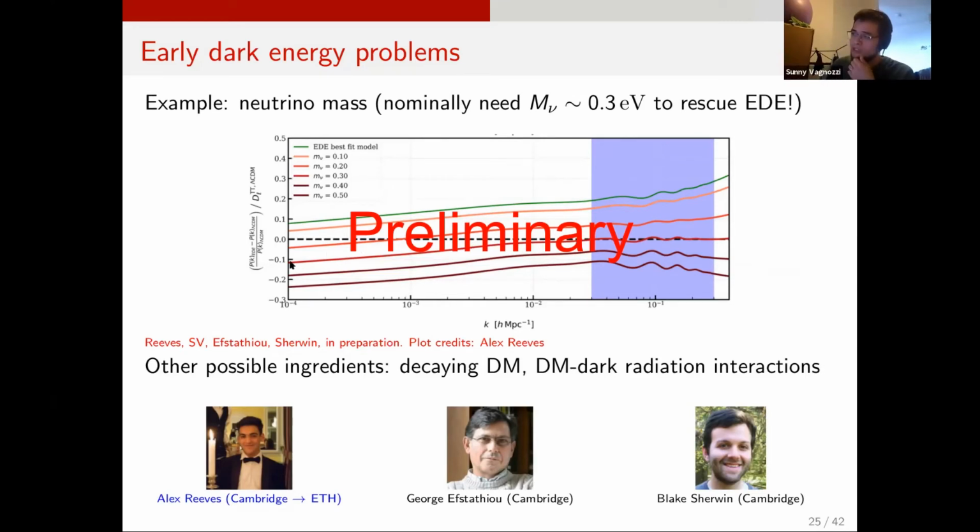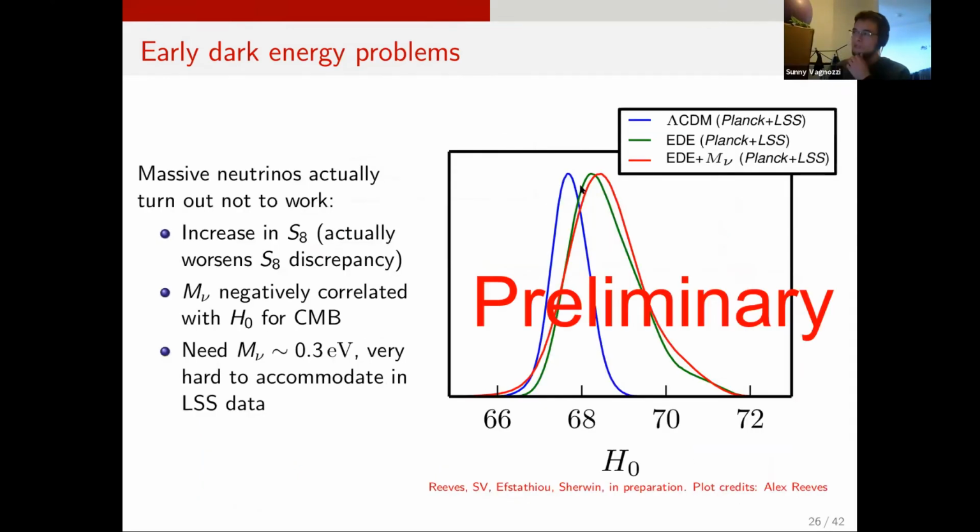And you see from this plot, you need roughly a neutrino mass of 0.3 eV, if you look at this curve, if you want to bring these residuals to zero in this range of interest. Now, it turns out this is a bit naive. It doesn't actually work in practice. Even if you introduce massive neutrinos, you don't improve the Hubble tension. Your posterior on H0 goes from the green curve for early dark energy to the red curve for early dark energy with massive neutrinos. There are many reasons for this, but one reason is that it's really hard in current large-scale structure data to accommodate a neutrino mass of 0.3 eV. So the problems with early dark energy essentially are still there.